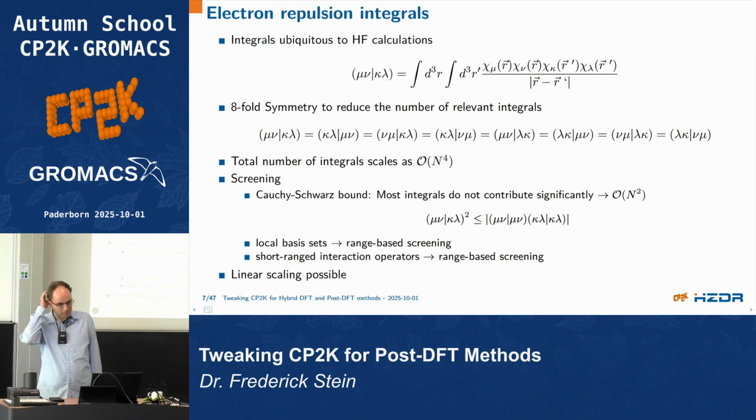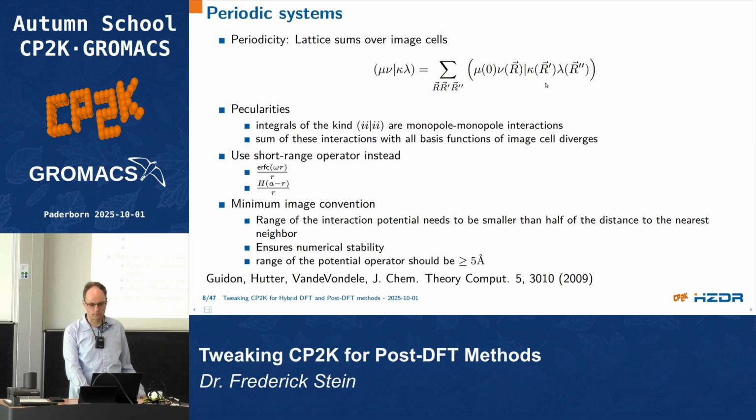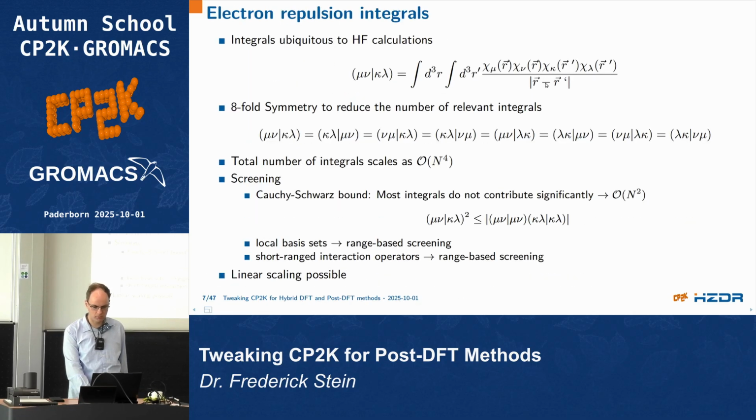The most important part for Hartree-Fock calculations, and then also later for correlated methods, is the calculation of these electron repulsion integrals. These electron repulsion integrals are basically just some Coulombic interaction. Of course, we can also use other interaction potentials if you want to. That's, for instance, relevant for hybrid functionals. But in general, they would look something like this here. And it has a variety of properties.